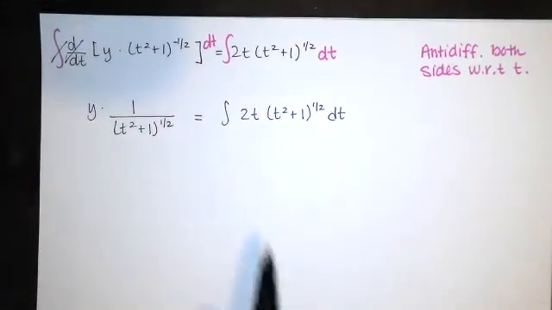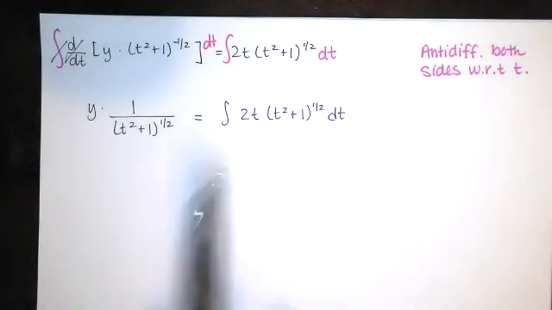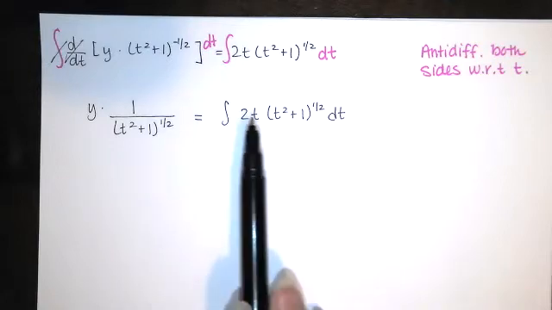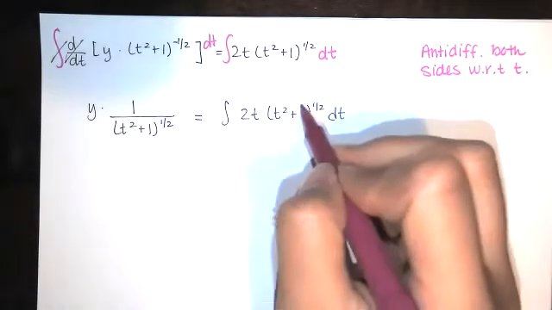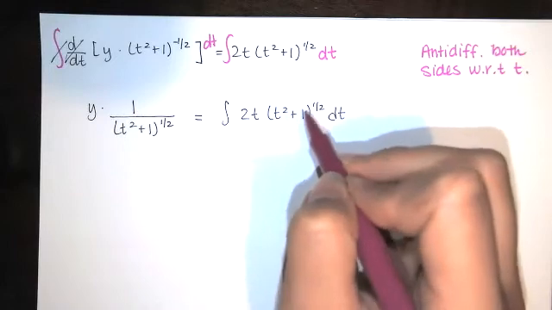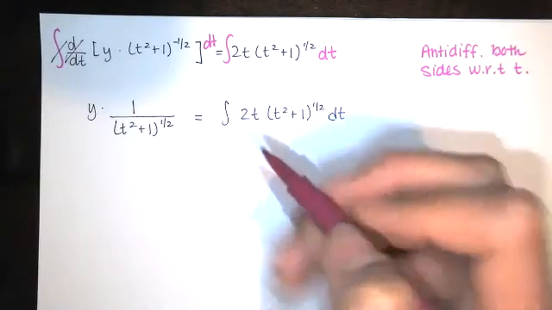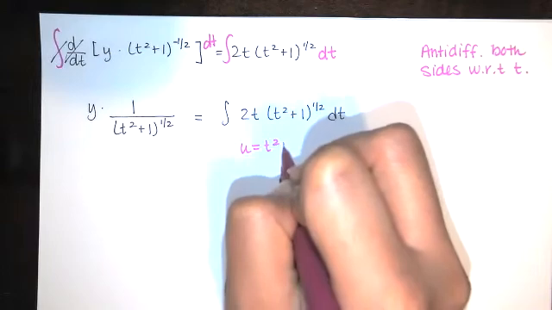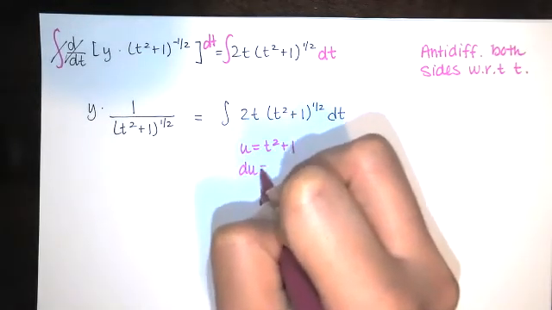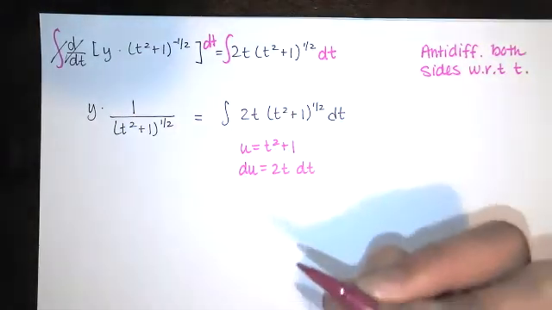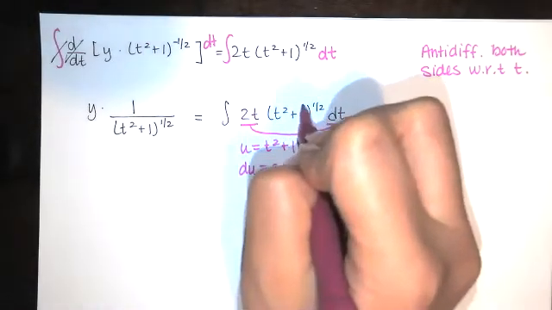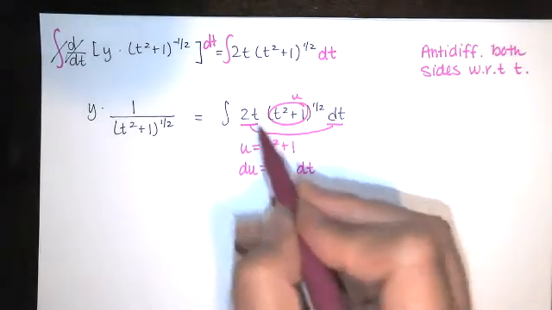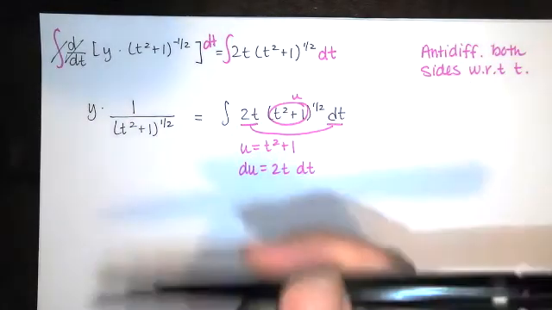Do the computation over there. We ask ourselves, do we have a rule for that? It's a product, so no, we don't have a rule for that. If the basic rules don't work, we ask ourselves, does u substitution work? And it sure does. I've got a t squared plus 1 there, inside that square root function, or that 1/2 power function. So let u equal that. To compute du, that's 2t dt. And check it out, there's a 2t dt right there. So this is going to work just fine. So I've got a u to the 1/2 and a du right there.